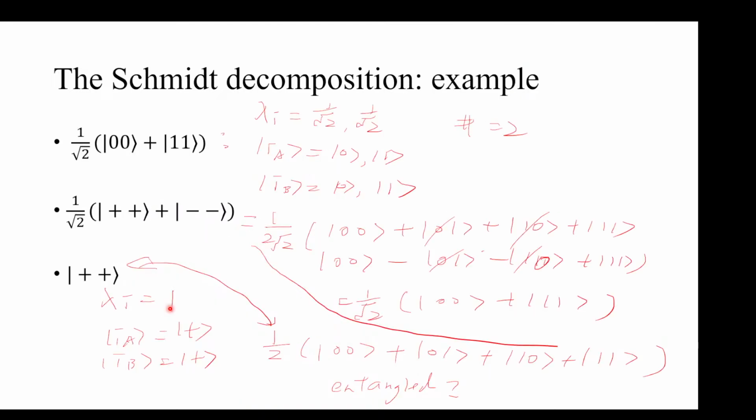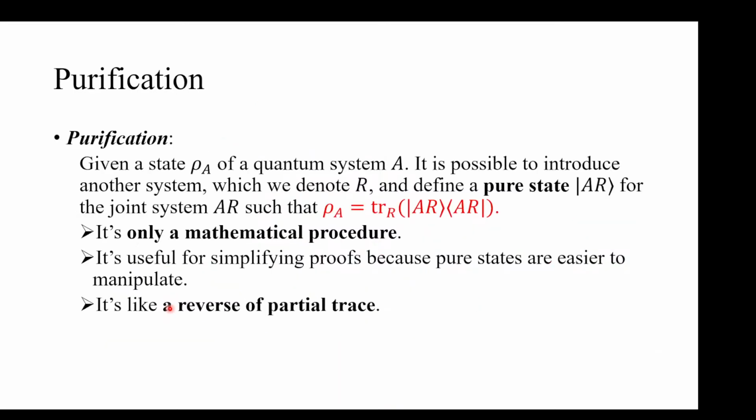If not, then let's go to the last concept related to the reduced density matrix, this idea of purification. The idea is that we have a density matrix on some system A. The starting point of the idea is this: it's like a reversal of partial trace.